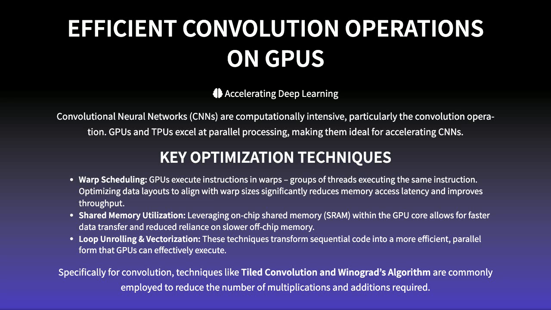Also, utilizing the GPU's on-chip memory, shared memory, is crucial for speed. Then there are techniques like loop unrolling and vectorization that help transform our code to take full advantage of the GPU capabilities. For convolution operations specifically, things like tiled convolution and algorithms like Winograd's reduce the massive number of multiplication and addition steps by breaking them down into smaller, more manageable pieces.